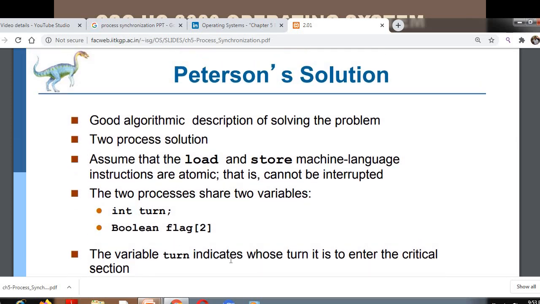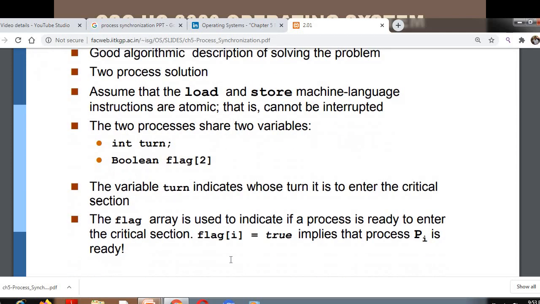Peterson's solution is a good algorithm describing the problem solution. It is a two-process solution. Assume that load and store machine language instructions are atomic, that is, cannot be interrupted. The two processes share two variables: integer turn and boolean flag array. The variable turn indicates whose turn it is to enter the critical section. The flag array is used to indicate if a process is ready to enter the critical section. So flag[i] equal to true implies that Pi is ready.